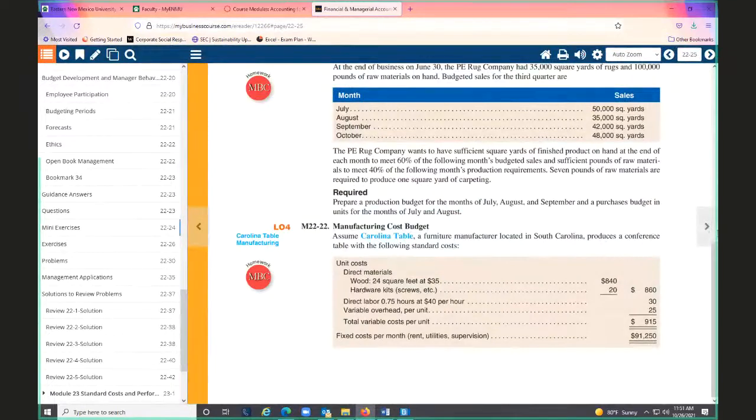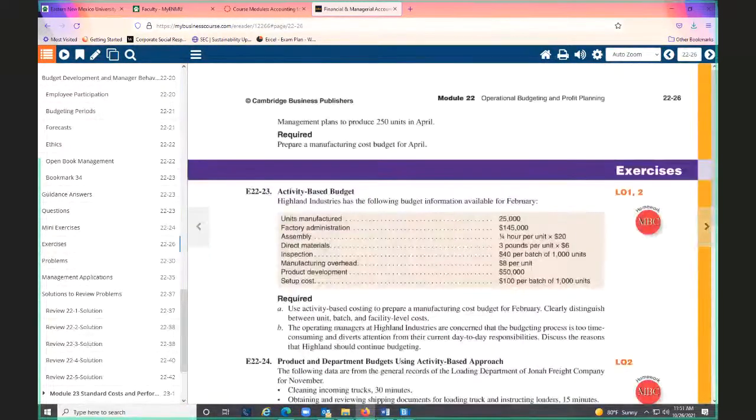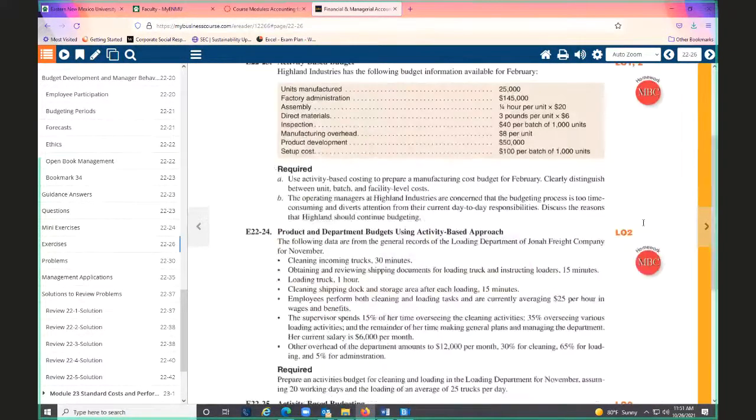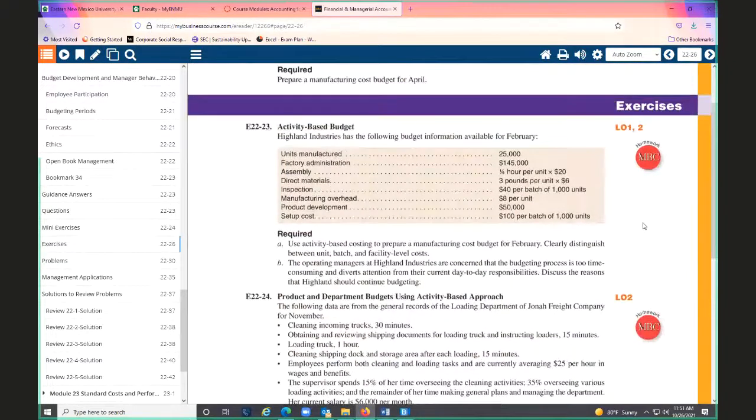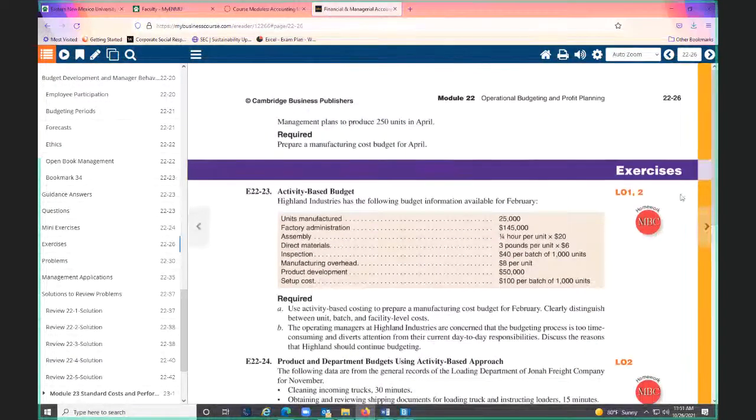And let us look over a little farther here. And here we have an activity-based budget. Well, I'm not going into the exercises. I was just doing the mini.